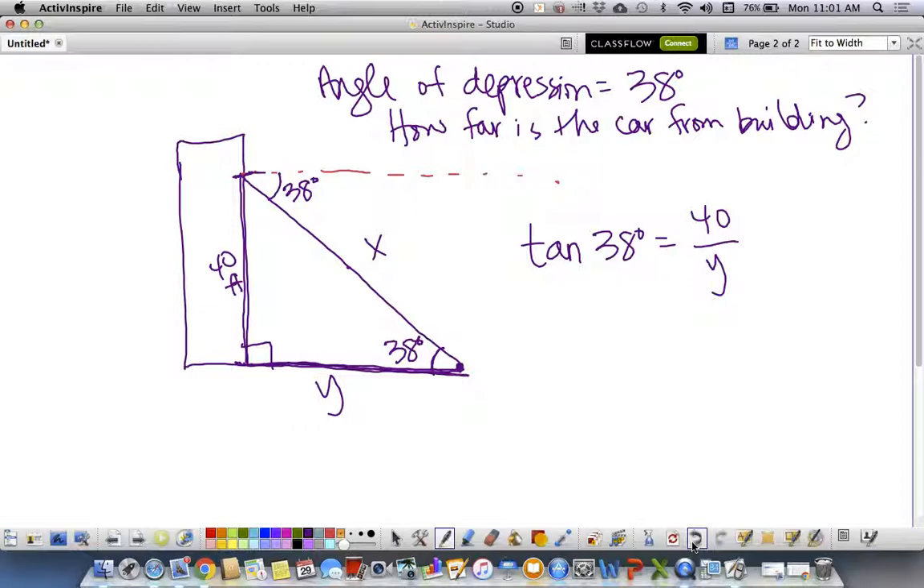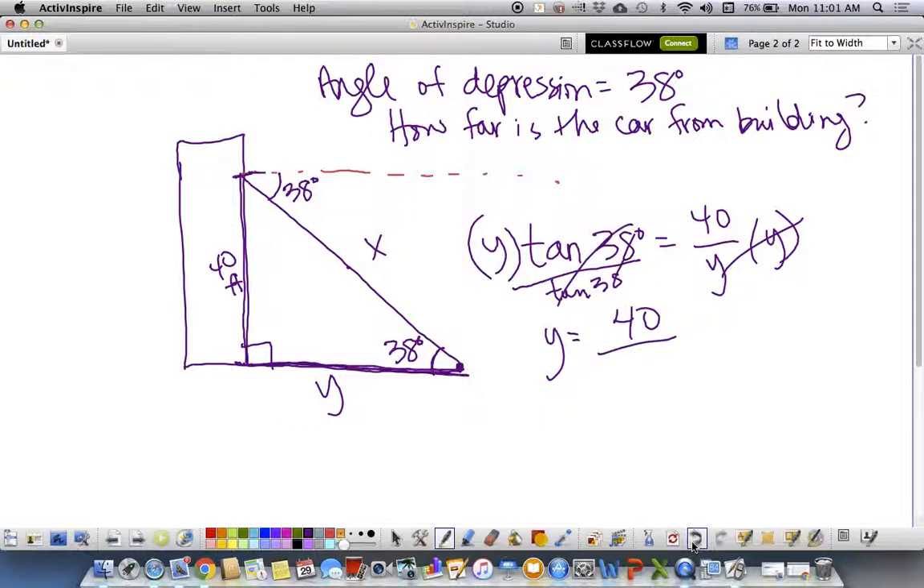Multiply both sides by Y. Yes, these Y's cancel. So you have Y times tangent 38 equals 40. What do you do to get Y by itself? Divide by tan 38. So Y equals 40 divided by tan 38.